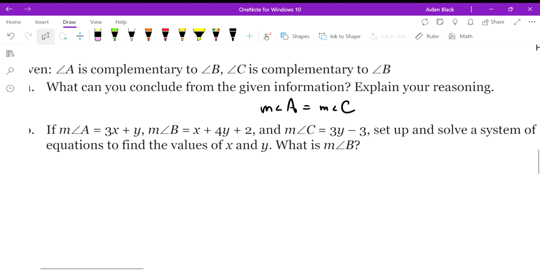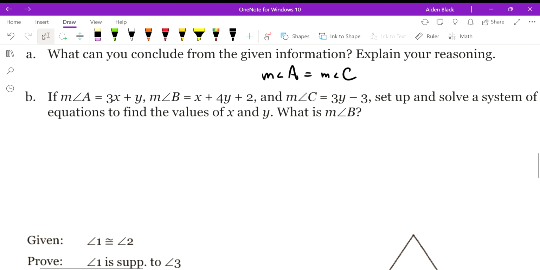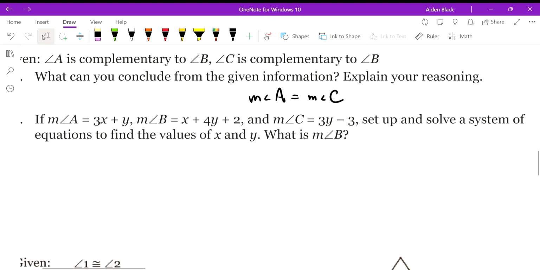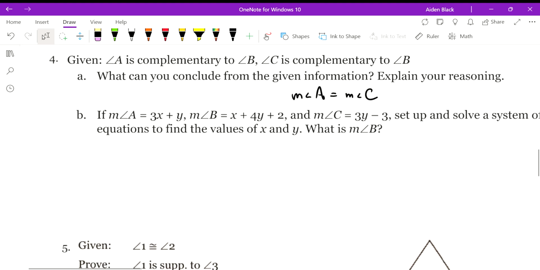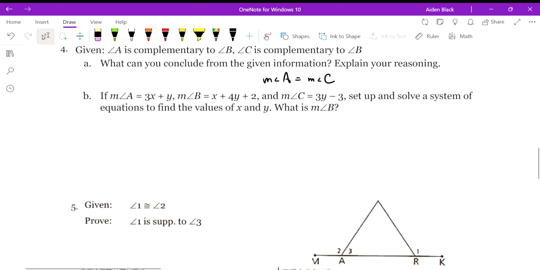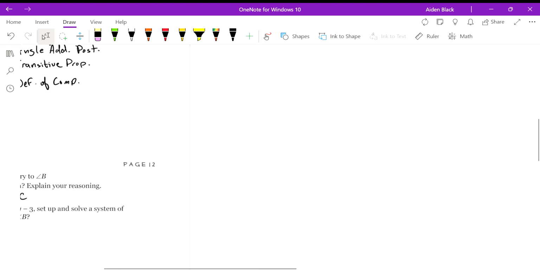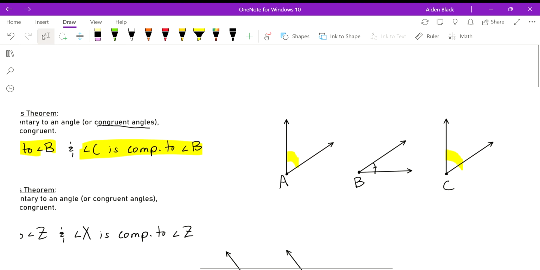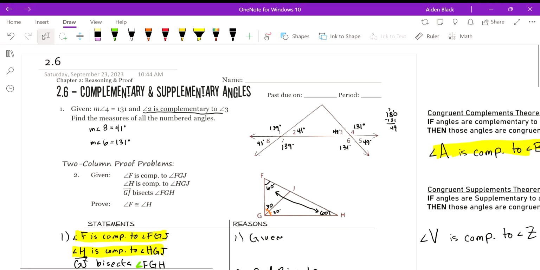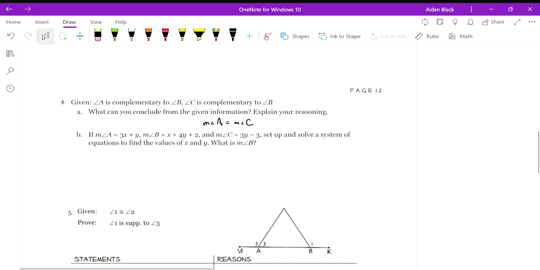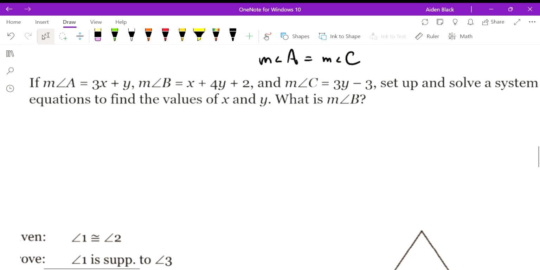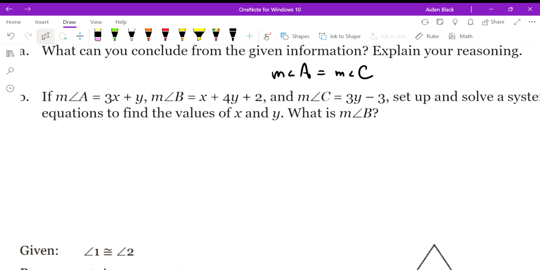Cool. And that's by the congruent complements theorem. In case you're trying to explain your reasoning in a different way than congruent complements theorem, maybe you can use numbers, actual numbers, hypothetical numbers, to explain your reasoning as to why angle A is congruent to angle C, or that their measures are equal.